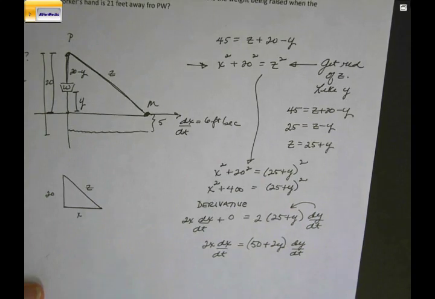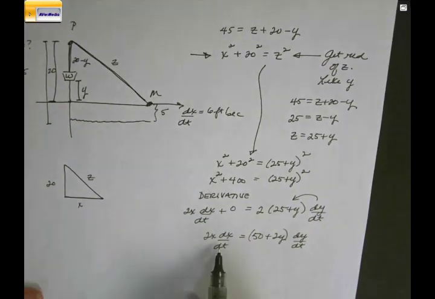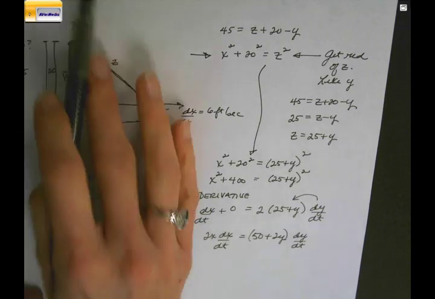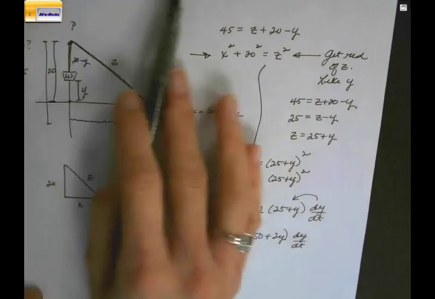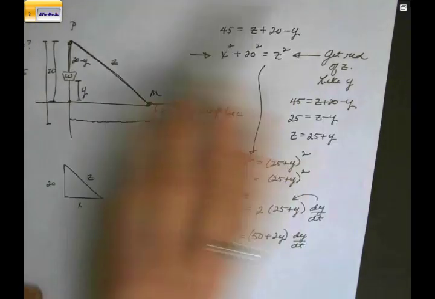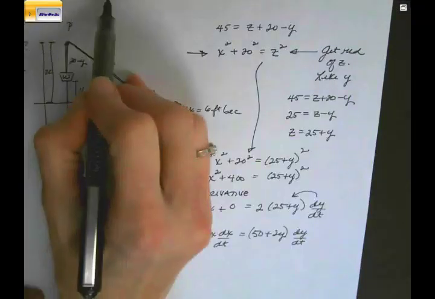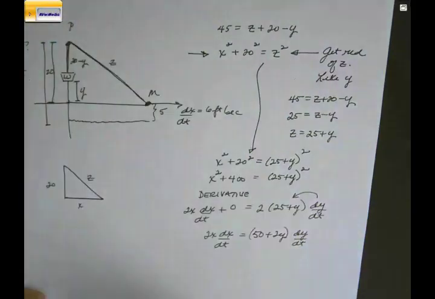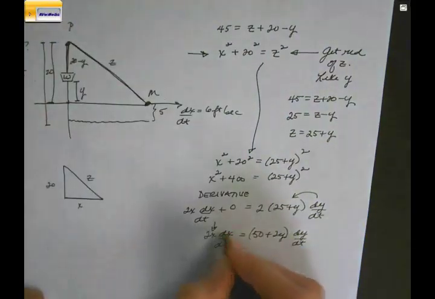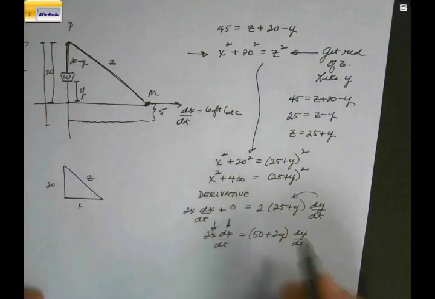Okay, what do we know? Do we know enough? We're asking for dx/dt. Do we know x? Because we're taking the derivative with respect to time t. Okay, we do know x. How fast is the weight being raised when the worker's hand is 21 feet away? It says from the origin, so we do know x. x is 21. dx/dt is 6 feet per second.